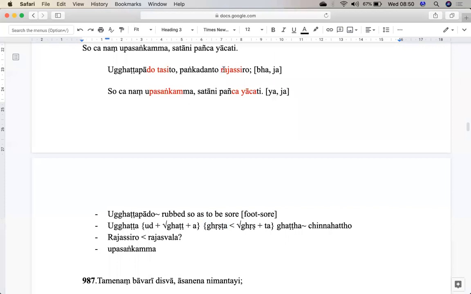And rajasiro. This one is a little bit special. Kea Norman also in his note suggests maybe rajasiro should be understood as rajas wala, which means covered with dust. But here rajas is dust, sira is head, so dusty head. His head is smeared or covered with dust in this way. But not only the head, maybe his whole body is covered with dust because he traveled a long trip, or he is naturally dirty.